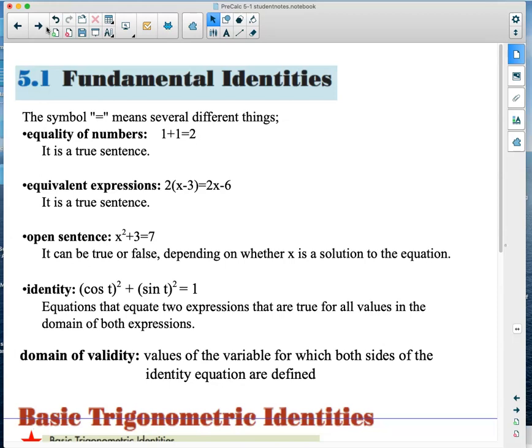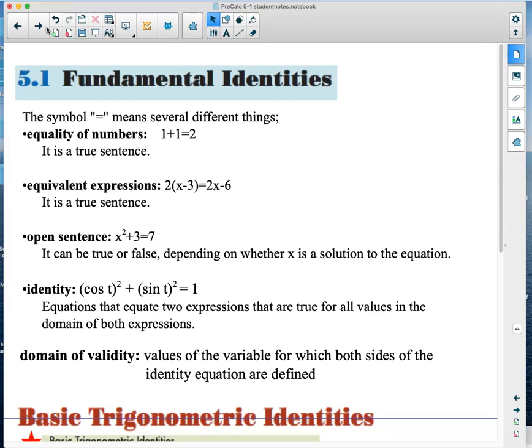This one is an open sentence. Might be true if we find the correct answers. Might not be if we don't find the correct answers. So it could be true or false depending on whether x actually is a solution to the equation. And we've learned we'd subtract 3 from both sides, take the square root, and go from there. This is an identity. And identities are things that are always supposed to work. They will always happen. And this identity is called the Pythagorean.